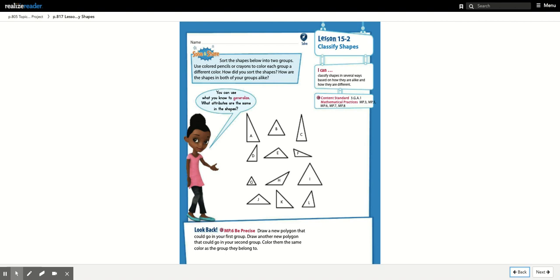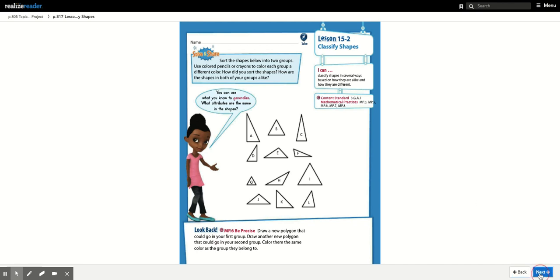Hi, guys. Today we're going to be working on lesson 15.2 on classifying shapes. Let's look at our objective. I can classify shapes in several ways based on how they are alike and how they are different. Yesterday's lesson was on quadrilaterals. Today we're going to try to figure out how to classify. Classify means how to look for, how to distinguish them apart.